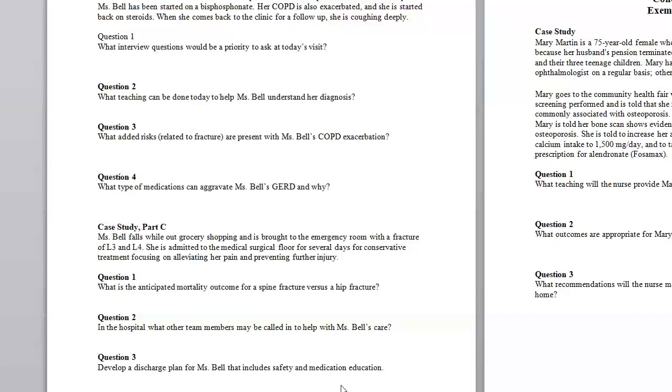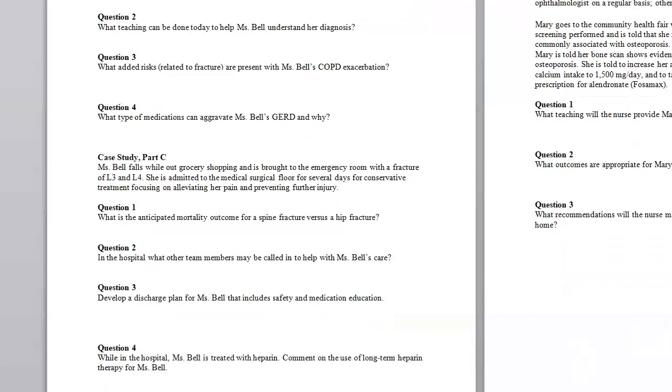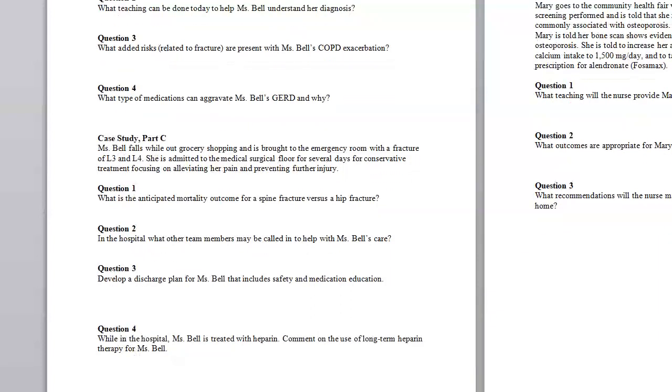Again, home safety would involve being sure that her house is free from all scattered rugs from floors. Make sure that the stairs are all cleared of any items. Ensure that the floor areas are well lit. Install or encourage the use of grab bars in the shower stalls or in the bathtubs. And install or obtain an elevated commode seat. And encourage the patient to wear non-skid shoes at all times so she doesn't slip.